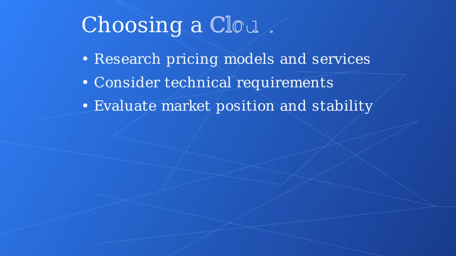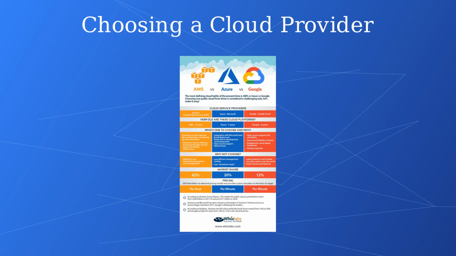To set up your web app in the cloud, you'll first need to choose a cloud provider. The three major options are AWS, Google Cloud, and Azure. Each offers different services and pricing models. AWS leads with 62% market share and uses hourly pricing, while Azure has 20% and Google Cloud 12%, both using per-minute pricing. Research each provider to find the best fit for your specific needs.